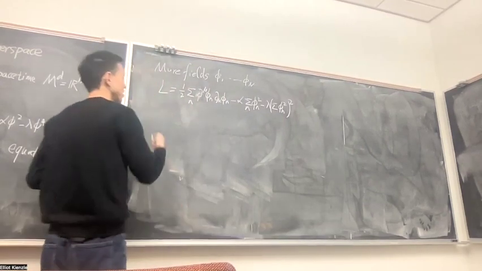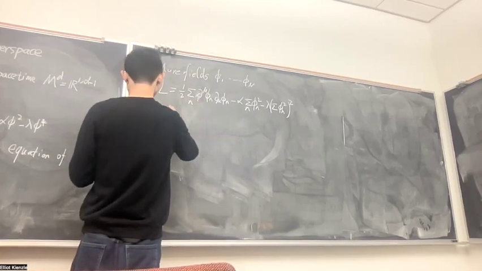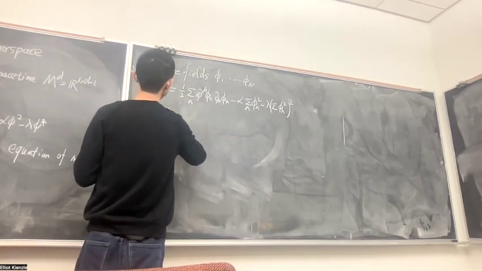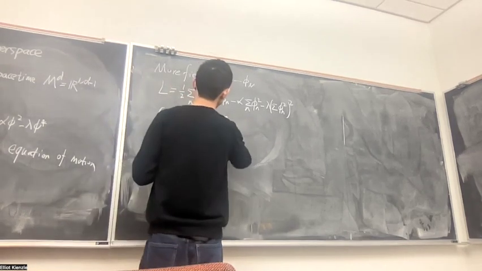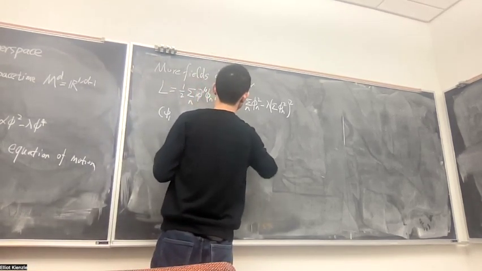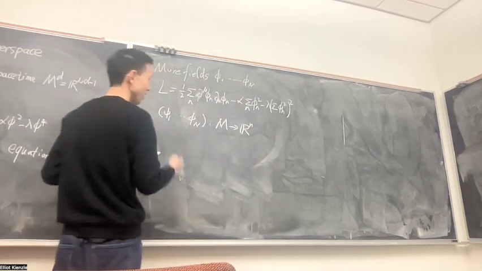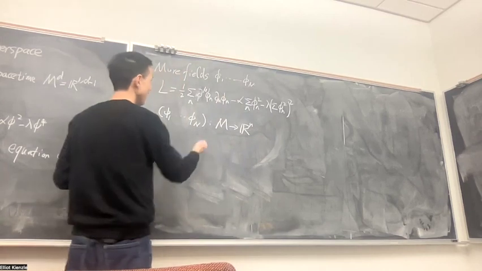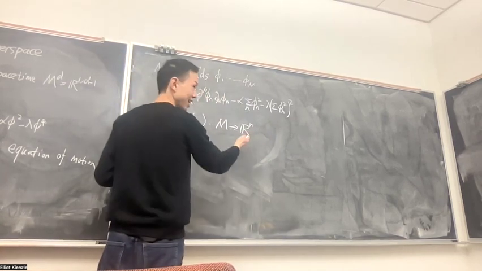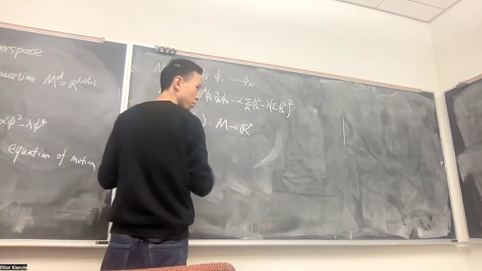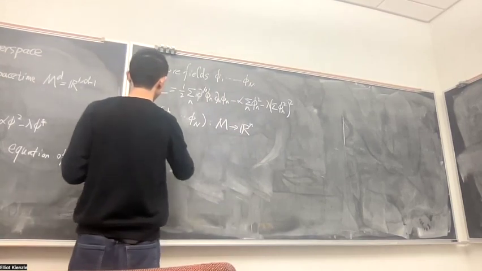And so now you see, instead of viewing them as separate functions, you can say that these fields give you a map from M to R^n. And now you can also say my target space is not necessarily always R^n. I can replace it with some more general manifold, and then you will come up with the definition of sigma models.